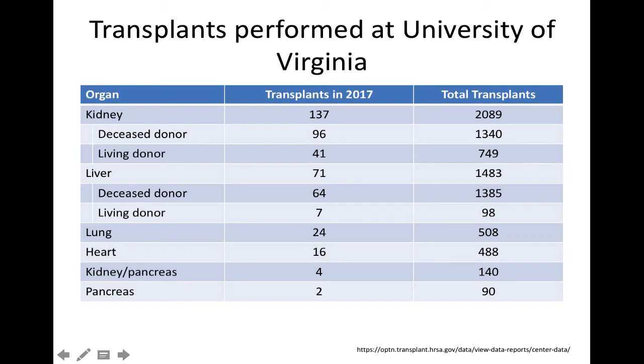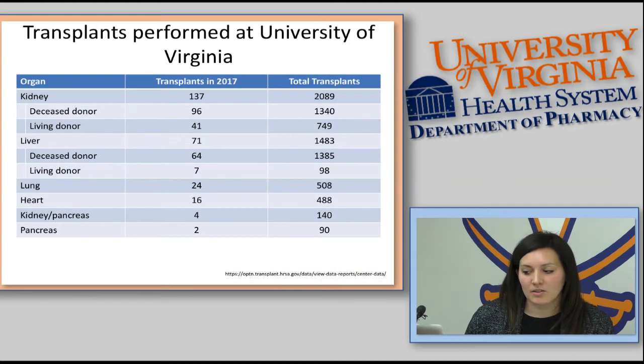Our other programs are less active, but still pretty active. We performed 71 liver transplants at University of Virginia last year, 24 lung transplants, 16 heart transplants, 4 kidney pancreas transplants, which is when a patient receives both a kidney and a pancreas at the same time, and 2 pancreas alone transplants. As I mentioned, our transplant program has really been growing within the past few years, so you can only expect these numbers to increase and the number of transplant medications dispensed by the pharmacy to increase as well.